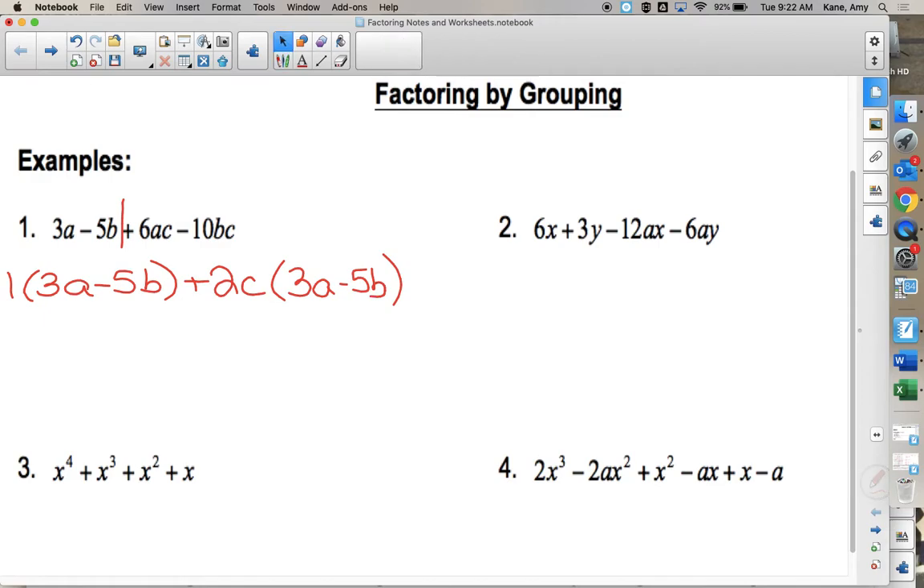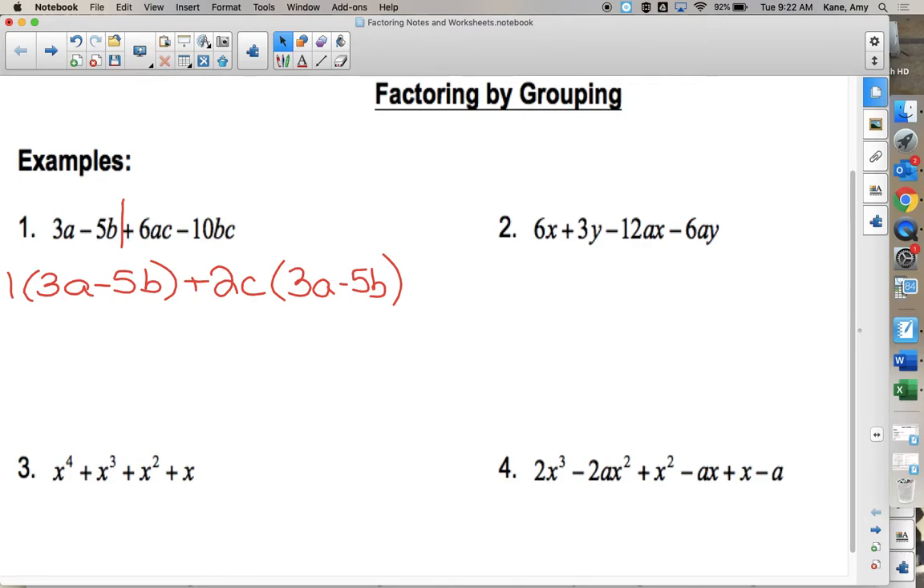So what condition must be met in order for grouping to work? What has to happen? What else has to happen with grouping to work? The parentheses have to be the same. If they're not the same, then you cannot finish the grouping part to actually make it a factored problem. Factored means write as a multiplication problem.